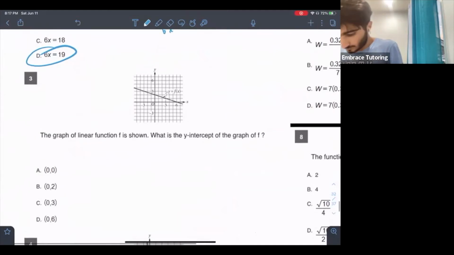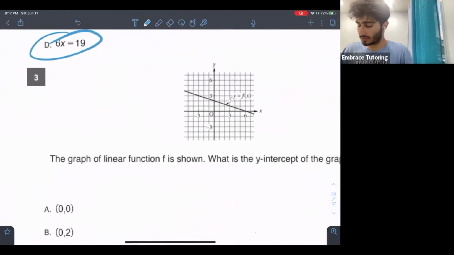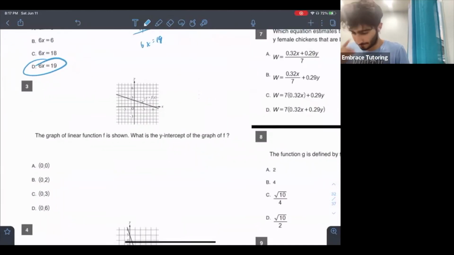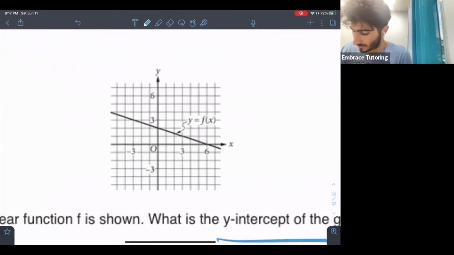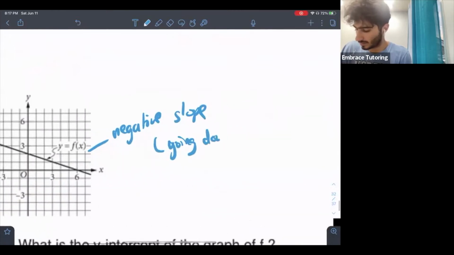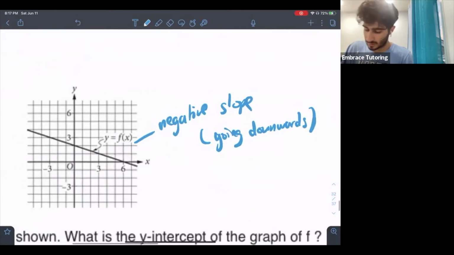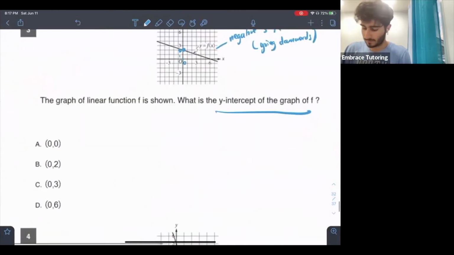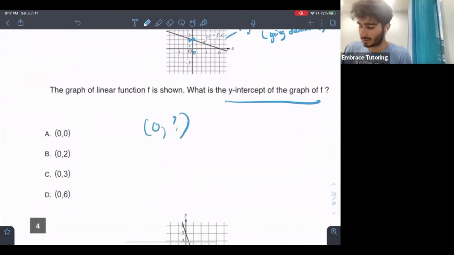Question 3. The graph of linear function f is shown. What is the y-intercept of the graph of f? So you have a line going downwards with a negative slope because it's going downwards. The y-intercept is right there, so it'd be 0, 1, 2. The y-intercept would be 2. It's always in the form of 0 and then a number. So in this case it would be 0, 2. Choice B.